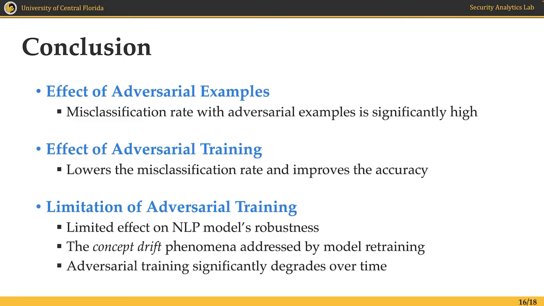So in conclusion, we look into the effect of adversarial examples, and the misclassification rate with adversarial examples is significantly high. To address that, we do adversarial training. However, adversarial training has certain limitations that we demonstrate in this workshop paper: its limited effect on NLP models' robustness, the concept of phenomena addressed by model retraining is something not being paid attention to, and adversarial training significantly degrades over time, as we have demonstrated here.